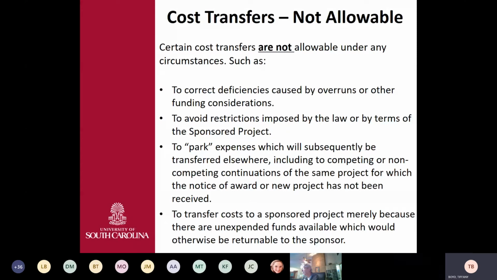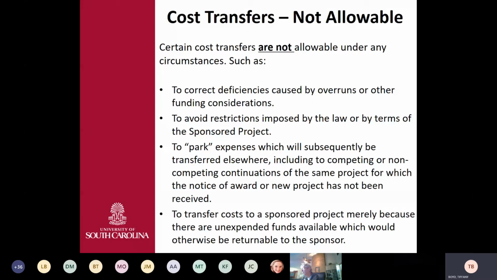And then last but not least, another cost transfer that is not allowable is to transfer cost to a sponsored project merely because there are unexpended funds available, which would otherwise be returned to the sponsor. So basically spending on an award.